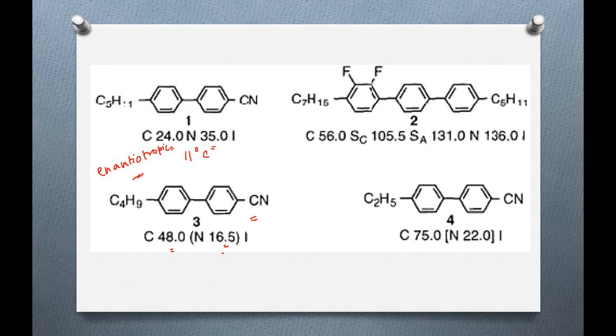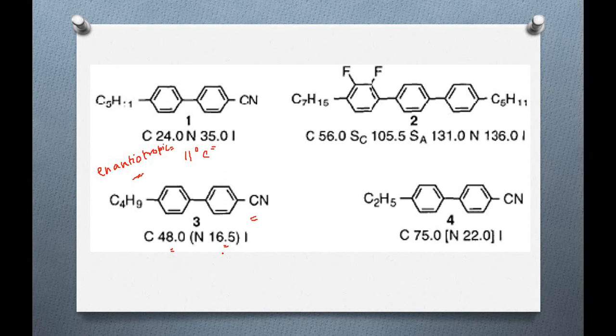So supercooling means that you make the liquid remain in the liquid phase below its melting point, right? So that is what supercooling means. Supercooling the liquid, it has a phase stability of 16.5 degrees centigrade. So consequently, there is no enantiotropic nematic range here. There is no range of this material where it remains nematic even above the melting point.